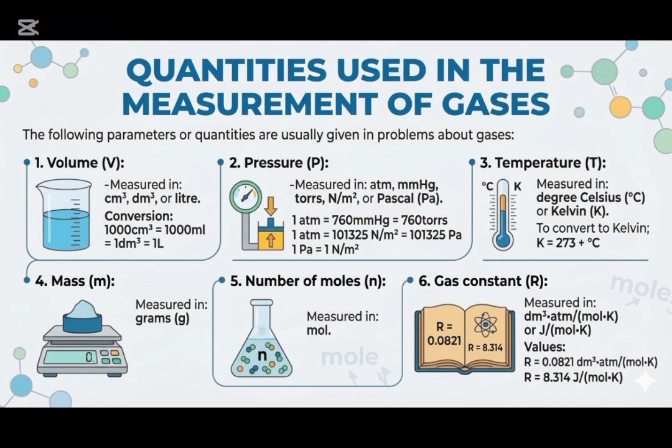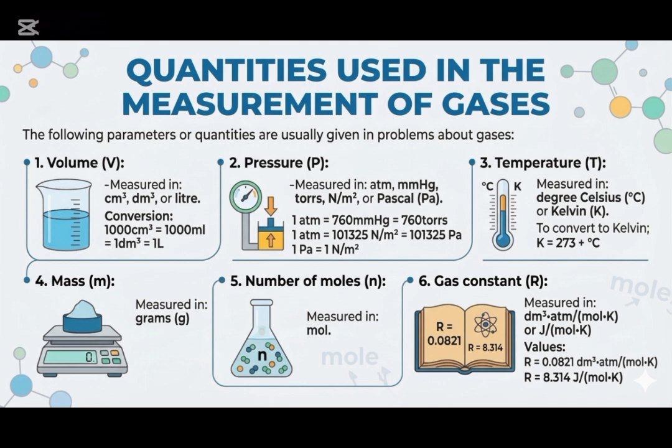Number 2, pressure, represented by P. It is measured in atm, that's atmosphere, or millimeter mercury, or torrs, or Newton per meter square, or Pascal. These are the units of pressure. So the relationship between them is also as follows. 1 atm is equal to 760 millimeter mercury, which is also equal to 760 torrs. 1 atm is equal to 101325 Newton per meter square, which is also equal to 101325 Pascal, or 1 Pascal equals to 1 Newton per meter square.